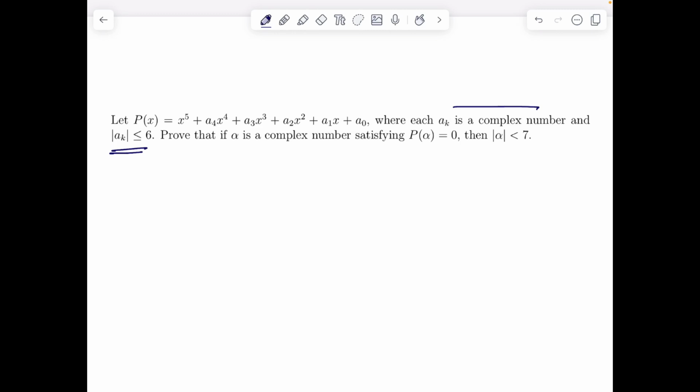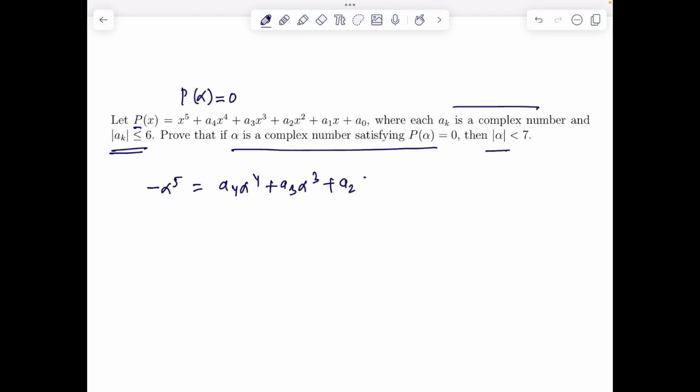So prove that if alpha is a complex number satisfying p(alpha) = 0, which means alpha is a root, then the magnitude of the root of this equation will be less than 7. Okay, so let's start with the very fundamental idea of what a root is. The root will definitely satisfy the equation, that forces p(alpha) to be 0: alpha^5 plus a4 alpha^4 plus a3 alpha^3 plus a2 alpha^2 plus a1 alpha plus a0.